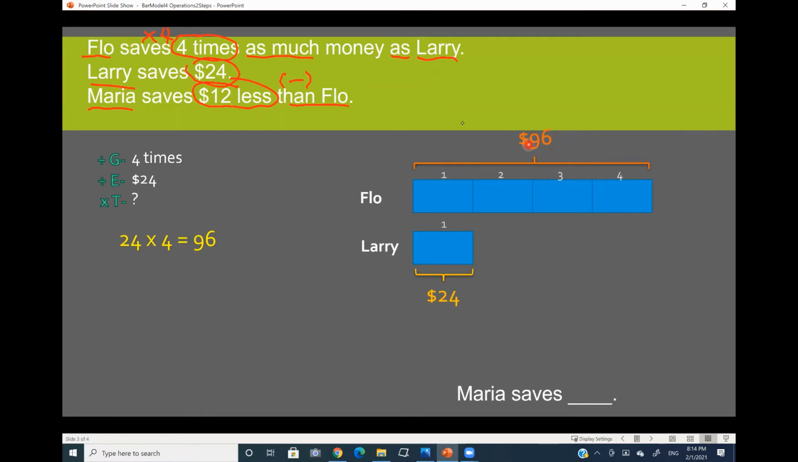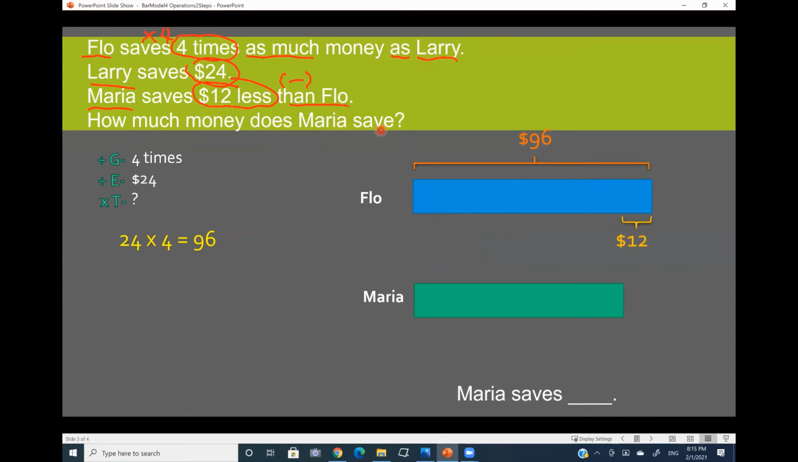But now we need to work on this next part, which says Maria saves less than Flo. That means that at this moment, we're going to focus on Flo and her total. Remember, the answer we're trying to find is how much money Maria saves. So now I know that Flo has $96. That's going to become my new whole for the second part of my problem. And I know that Maria has less than Flo. Why? Because here it says that Maria has 12 less than Flo.